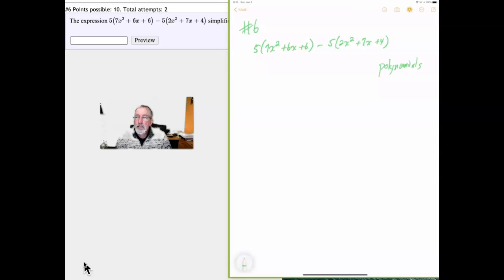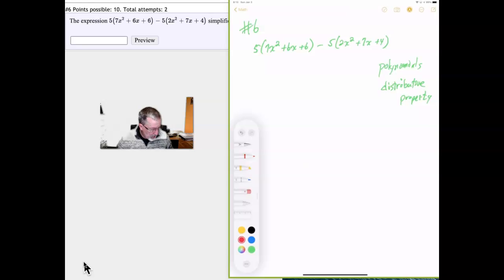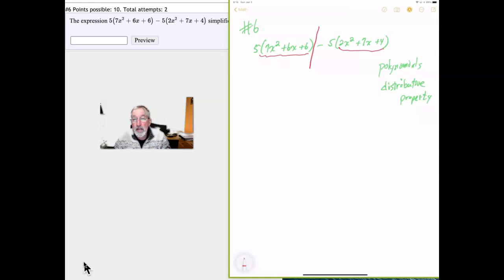So we're going to simplify these two expressions and we're going to use the distributive property. We've basically got two elements here, 5 times everything in here and -5 times everything in here. So even though this is actually a subtraction sign, we're going to consider it a negative sign for the purposes of distribution.